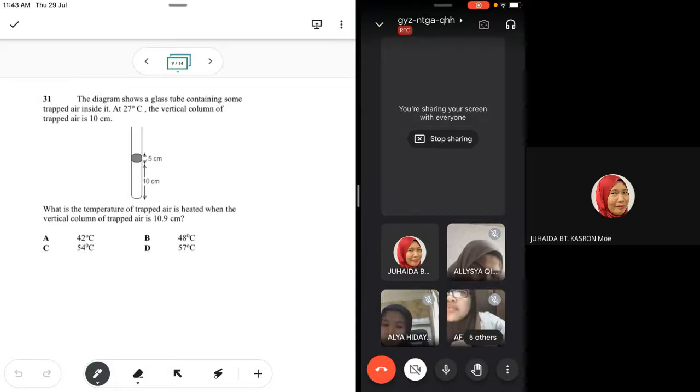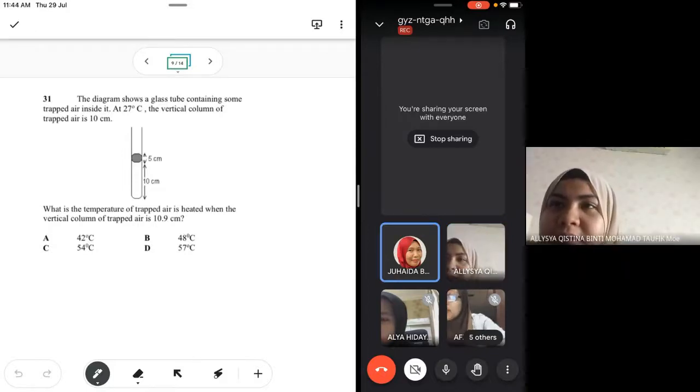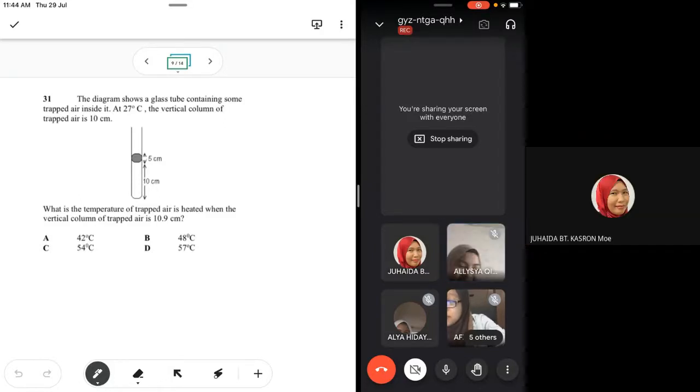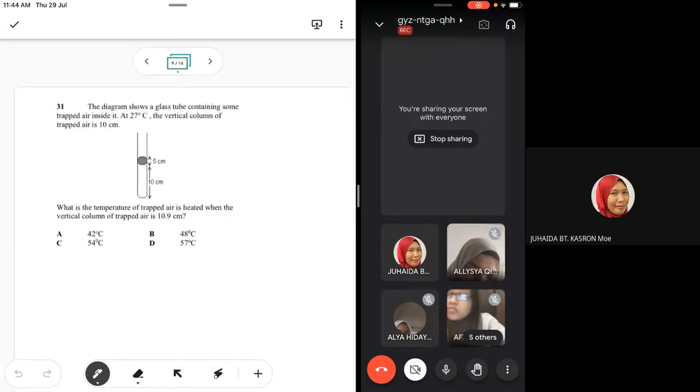Anis, are you okay? What about the rest of you? Do you have trouble with this question? We're trying to calculate, teacher. Okay, this question also uses the vertical column, right? Just like we discussed just now. V is for the volume, so we can use that 10 centimeter multiply with the A, but then the A will be cancelled at last, right? Okay.